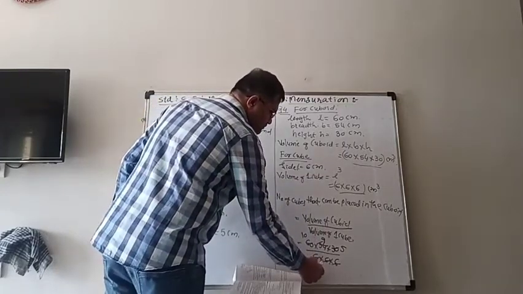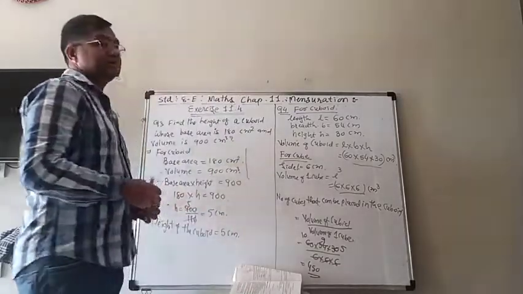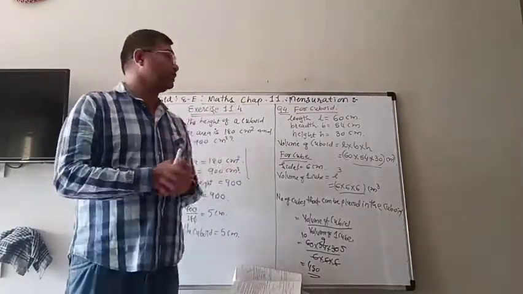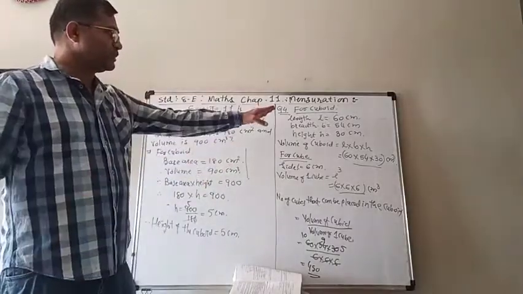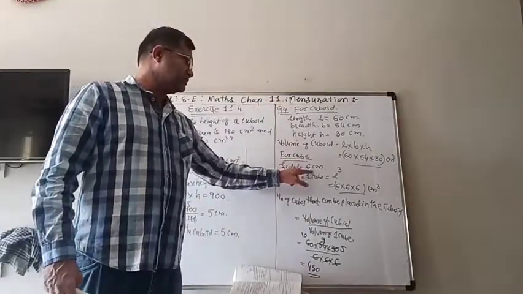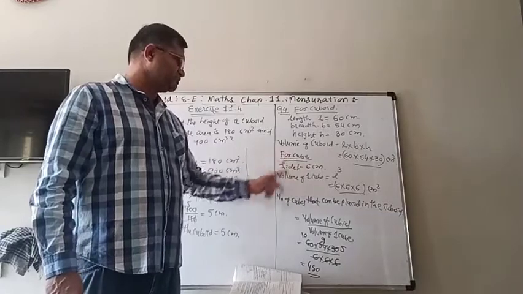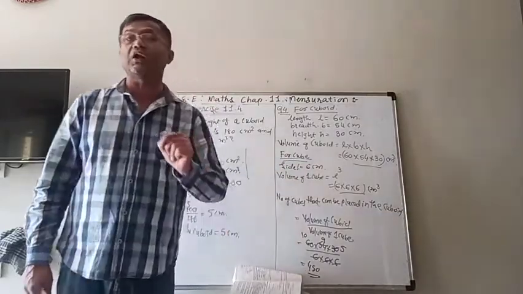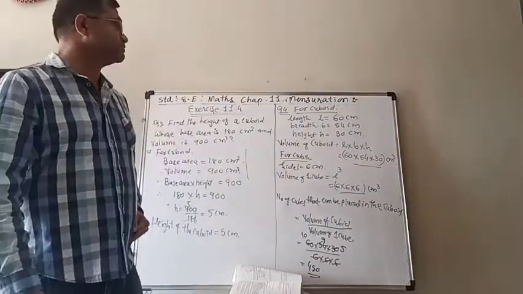So 450 cubes can be placed in that cuboid. So in the cuboid, the number of 6 centimeter side cubes that can be placed is 450 cubes.